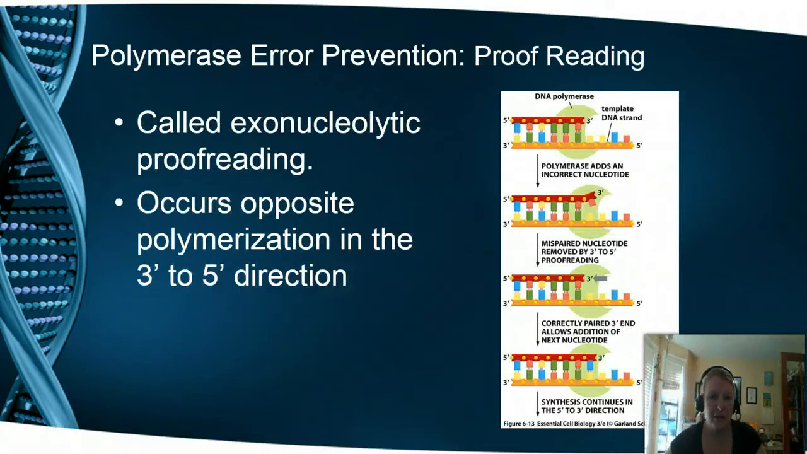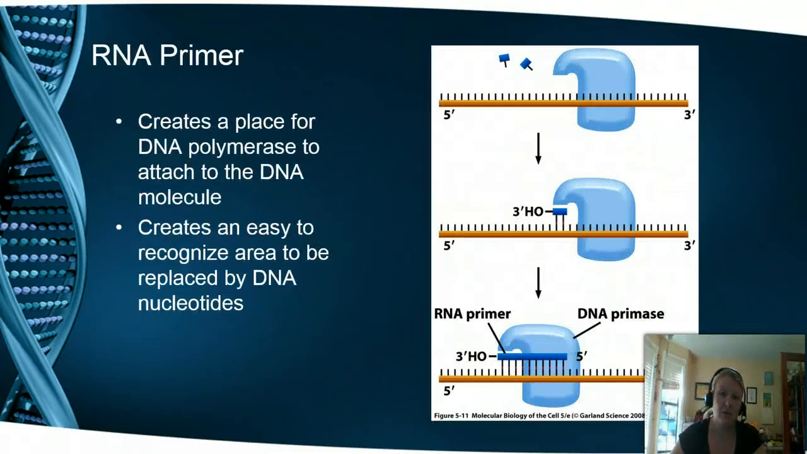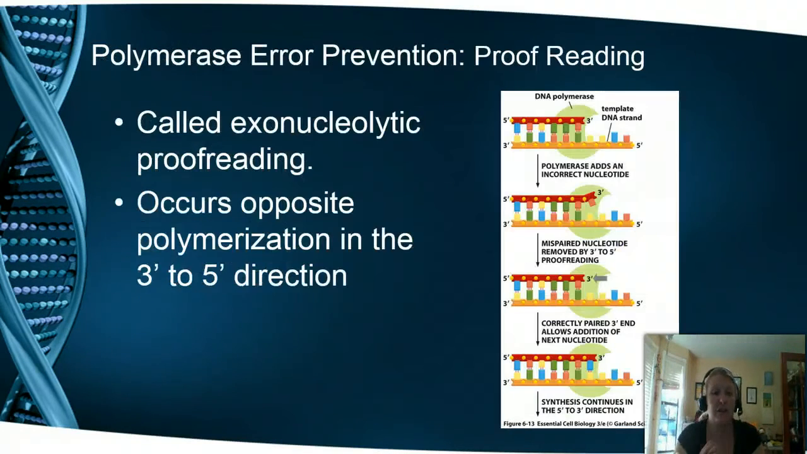But if it doesn't catch it, there's this other process called exonucleolytic proofreading. This actually occurs at a second site on the polymerase III enzyme, and you can see that happening here.